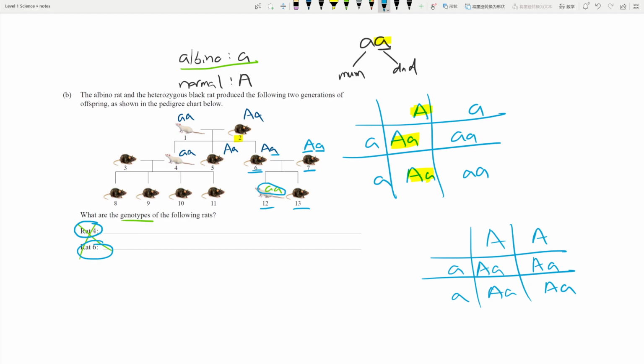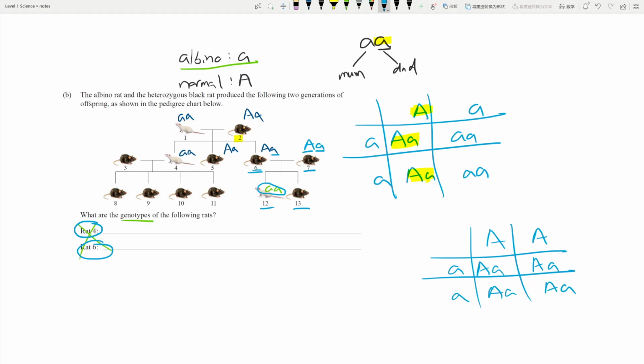I love doing pedigree charts. It's like solving puzzles, and you can't just look top down. You have to sometimes look backwards from bottom up to determine what type of genotypes we're looking at. Okay, so number 7 is capital A, small a.